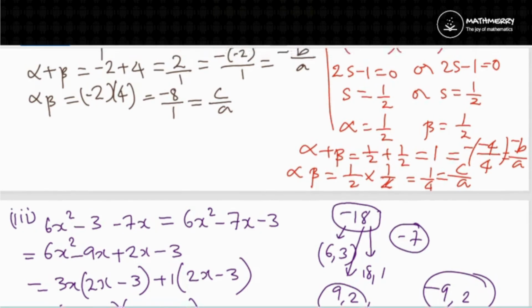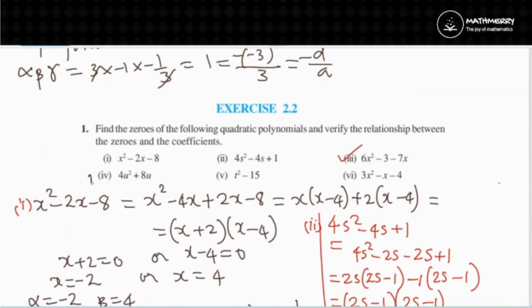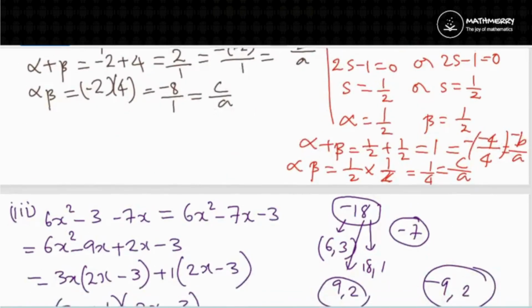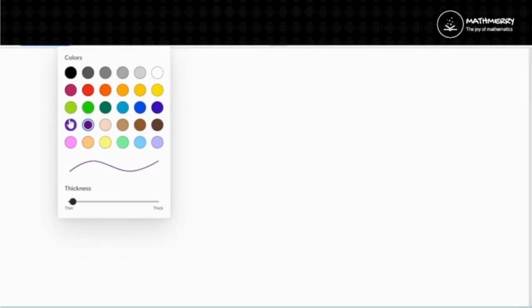Now fourth sub question. Fourth one, 4u square plus 8u. If you look at the question itself, you can see that in both we have 4u as common. So we can take it outside. So 4u into u is 4u square. So u plus 2. This is what we are getting. So now it's in the factorized form.